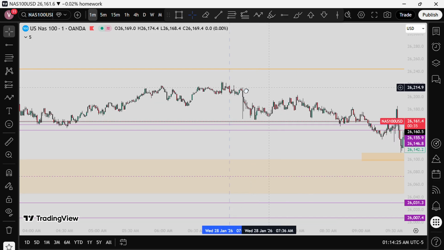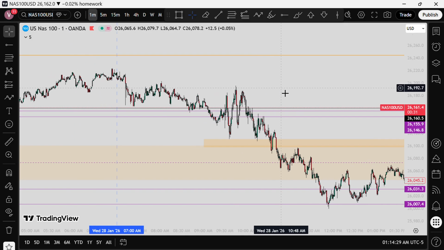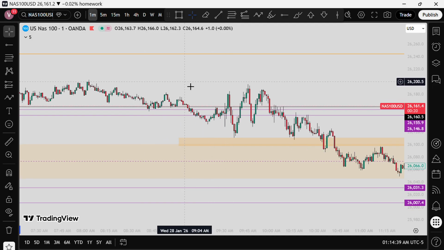This is 7 a.m. Pre-market starts here. And let's mark the 9:30 opening. We don't need to mark it. We'll turn on an indicator with which we can directly get it on the charts. So this is the opening candle.